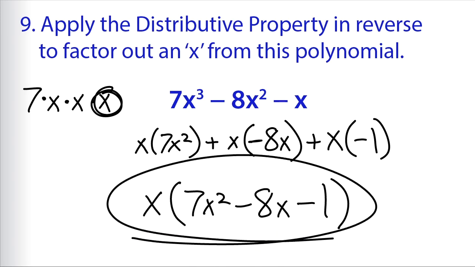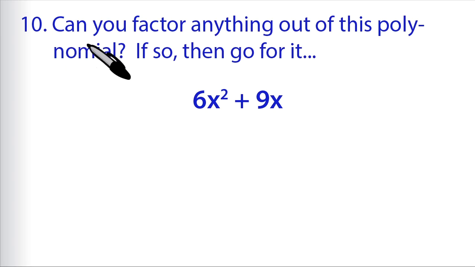When we factor out an x from this polynomial, it becomes x times the group 7x squared minus 8x minus 1. For problem 10, we're asked, can you factor anything out of this polynomial? If so, then go for it. And we have 6x squared plus 9x. And a really good way to see if you can factor anything out of a polynomial is to write out each term in that polynomial as its prime factorization.